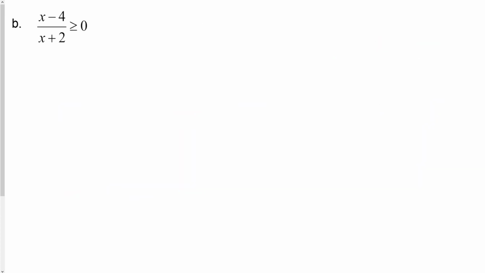Part B, x minus 4 over x plus 2 is greater than or equal to 0. So again, you need a sign chart. So positive 4 and negative 2 are my issues. This is where I could change from positive to negative. At negative 2, because that's a vertical asymptote, no matter what, I don't include that in any of my final sets. Because it's a vertical asymptote, it can't be included. It's undefined there.